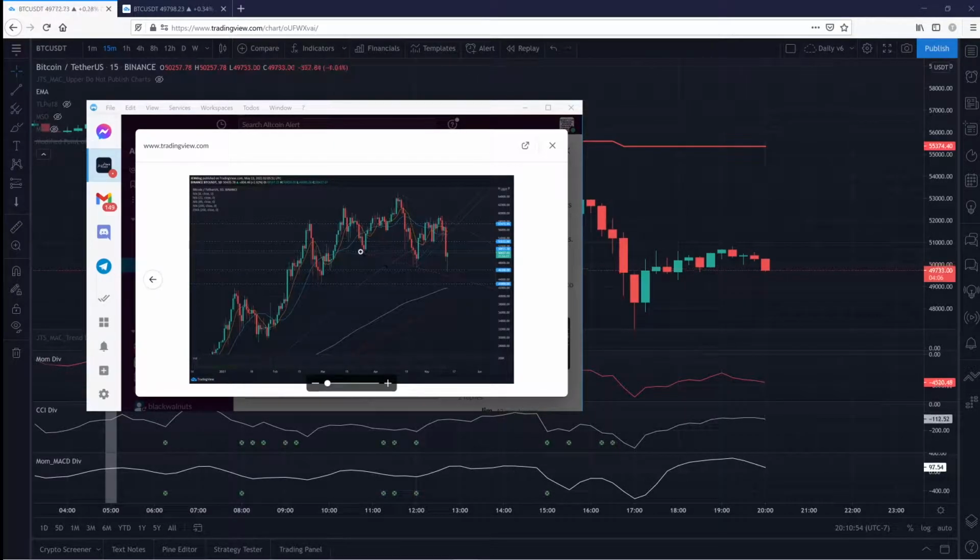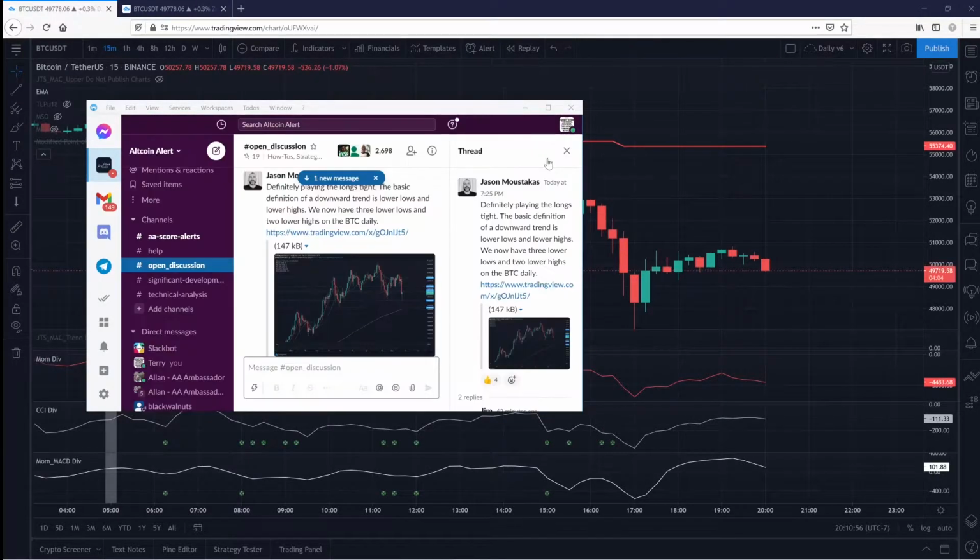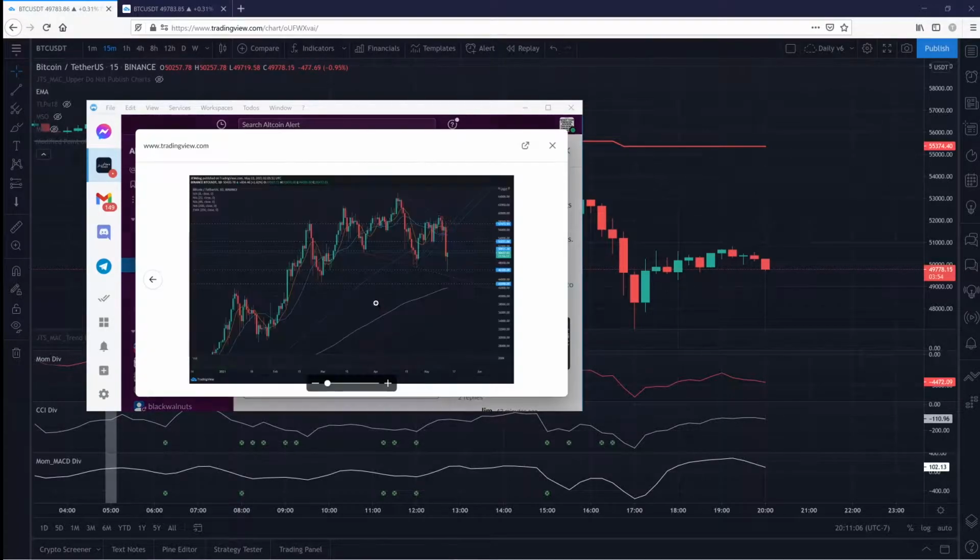Hey everybody, just want to talk quickly about what I was talking about, and I also want to talk about this real quick. Definitely playing the longs tight. The basic definition of a downtrend is lower lows and lower highs. We now have 3 lower lows, 2 lower highs on the daily chart. While I agree with this, there are a couple things that I want to say on top of that.